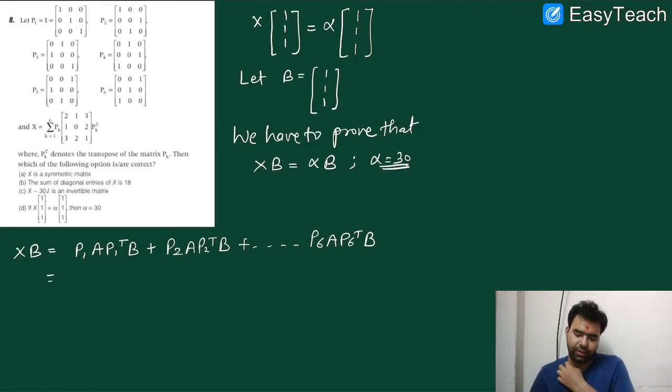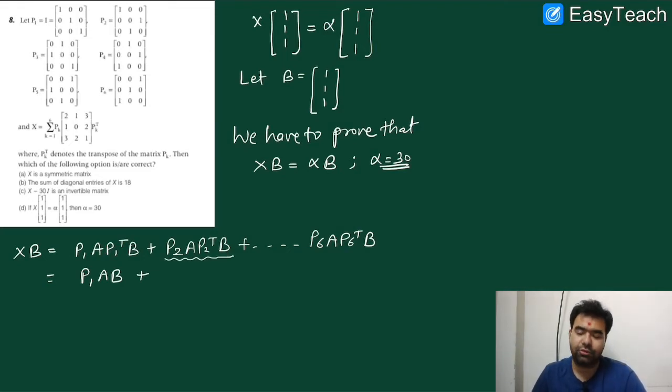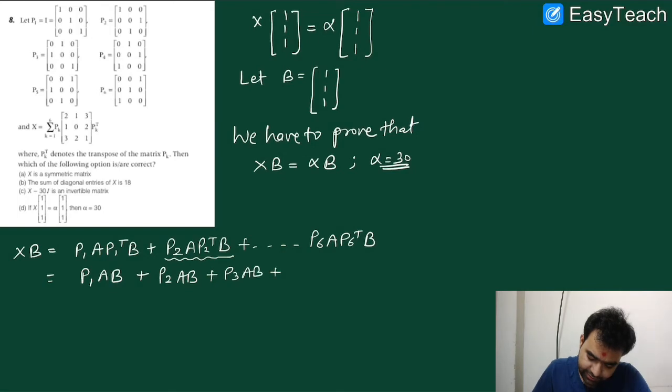Now here P1 is identity. So identity into A into identity into AB. So I can say this is P1AB only. Similarly here P2A P2 transpose into B. So if you multiply P2A, now here since P2 and P2 transpose both are same, I can say this is same as P2AB. Similarly P3, I can write P3AB till P6AB.